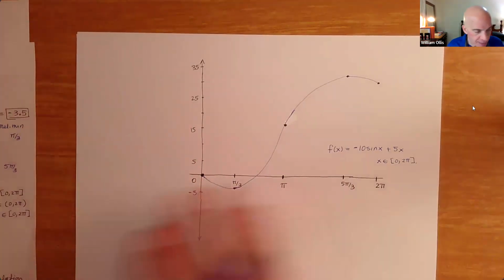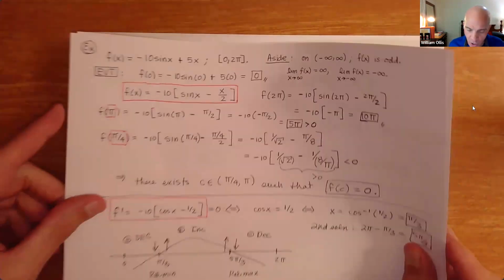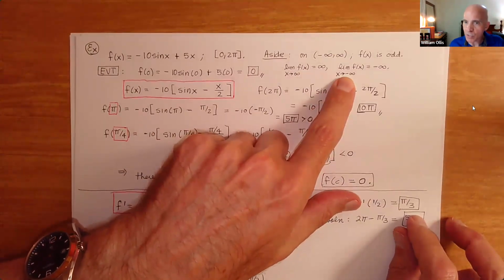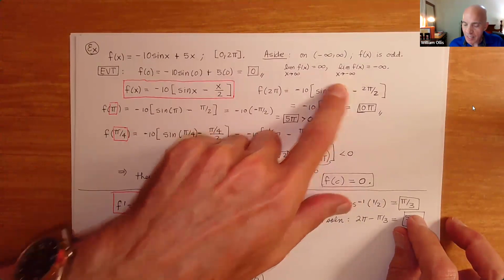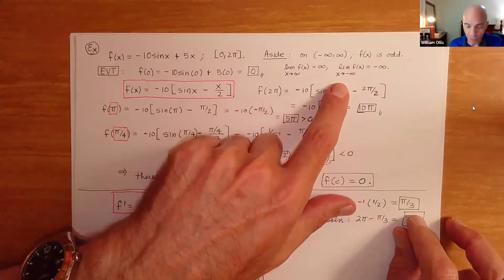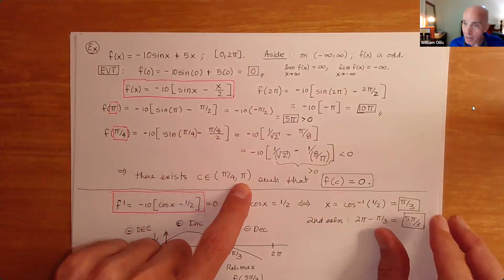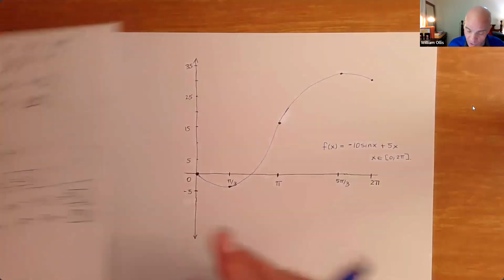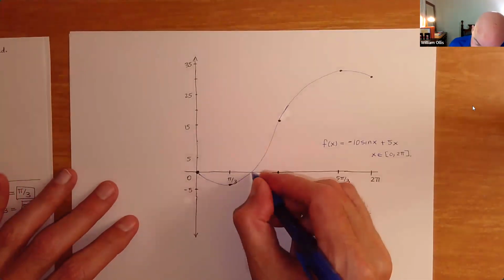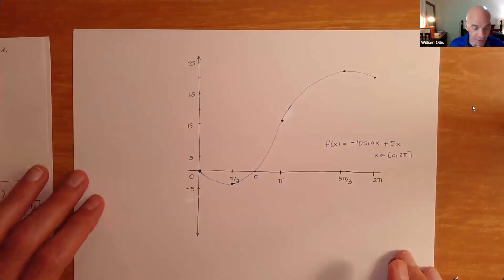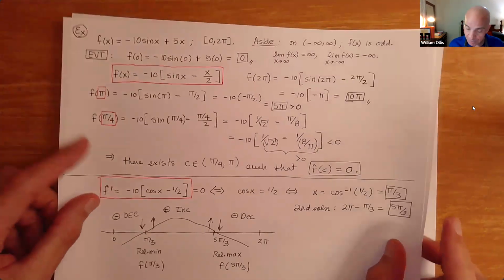So again, let me just summarize what we've done. We started with the basics. We showed that if we extend to all real numbers, we have an odd function that has some very simple end behavior. We analyzed, and now, of course, we know between pi over 4 and pi, we have a 0, and there's the C right there. This is the C from the intermediate value theorem, the C that we computed, which we saw right here.